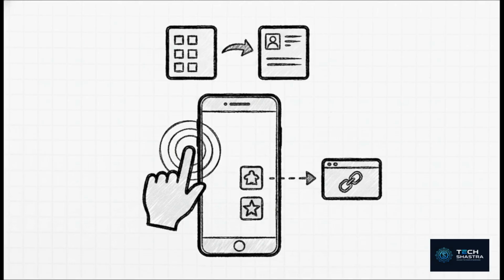We'll set up navigation so they can actually move from one screen to another. We'll even look at deep linking. That's when someone clicks a link on a website and it opens right up to a specific page in your app. This is the stuff that makes the user experience feel smooth and magical.